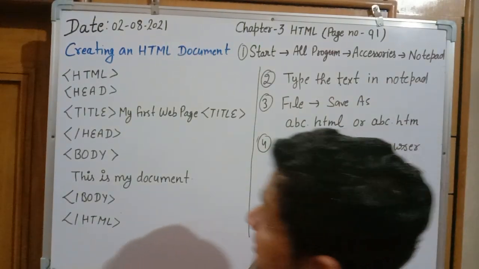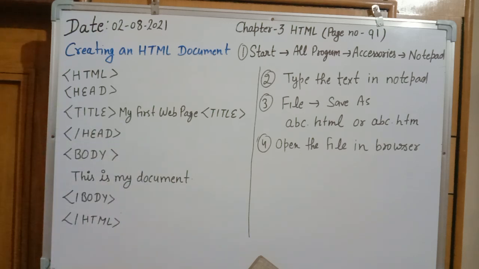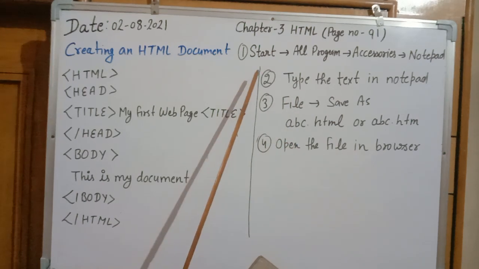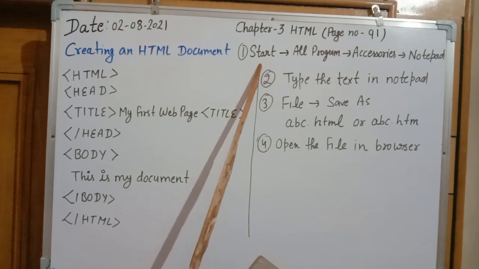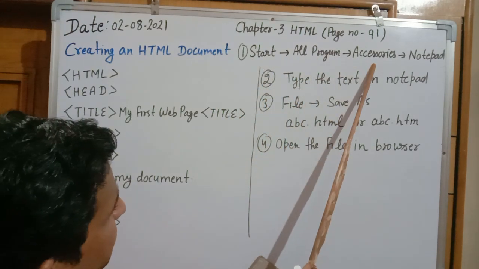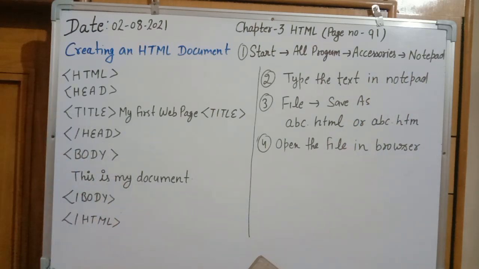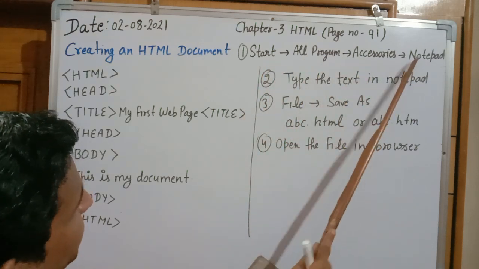Now the next topic is how to create an HTML document. For creating an HTML document, we can follow these steps. Step 1: you have to open Notepad. For opening Notepad, you click on the Start button, select All Programs, then select the Accessories option. In Accessories, you will get the Notepad option. Again: Start button, All Programs, Accessories and Notepad.